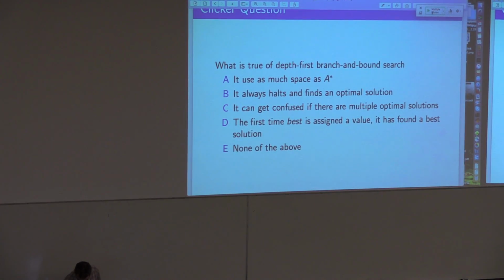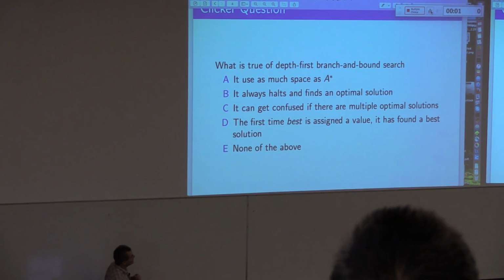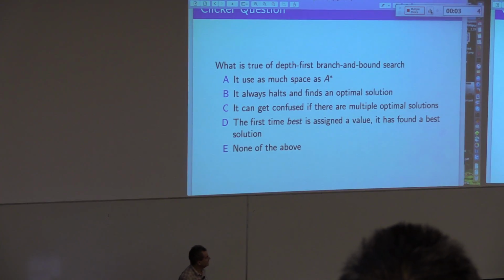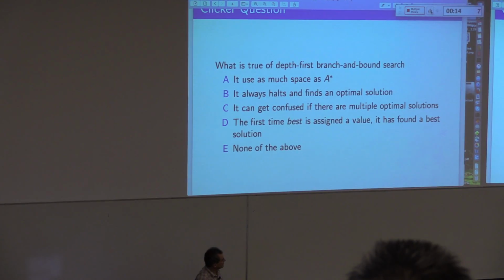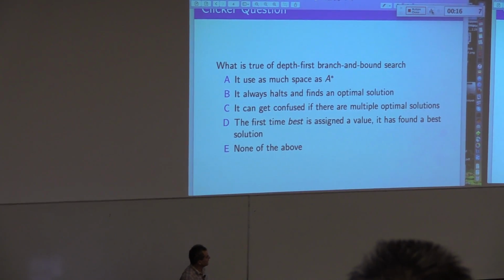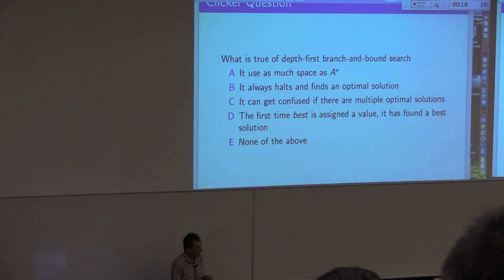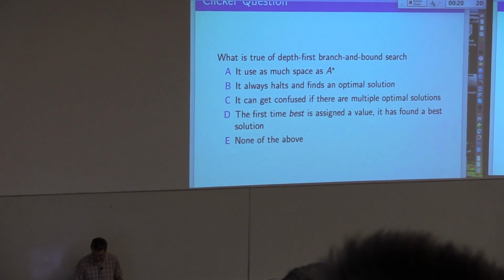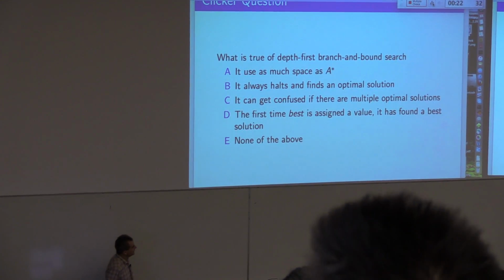Next one. What's true of depth first branch and bound? A, it uses as much space as A star. B, it always halts and finds an optimal solution. C, it can get confused if there are multiple optimal solutions. D, the first time best is assigned a value, it has found the best solution. Or E, none of the above.